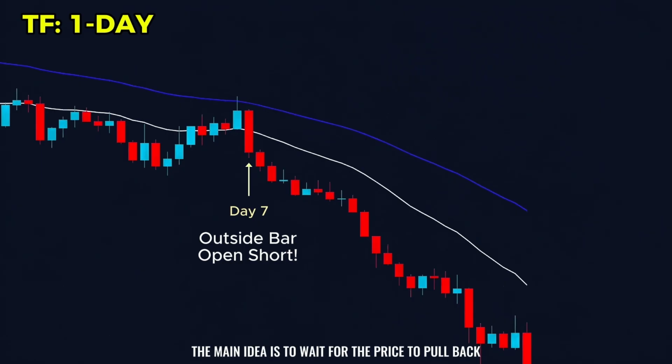The main idea is to wait for the price to pull back into the EMA channel before entering. If you'd like, you can combine it with other tools, such as Fibonacci retracement, to measure the depth of the pullback. However, this strategy only requires 2 EMA lines. The most important rule is that the price must not close beyond the EMA 50, because once it does, there's a much higher chance that the trend will continue in that direction.